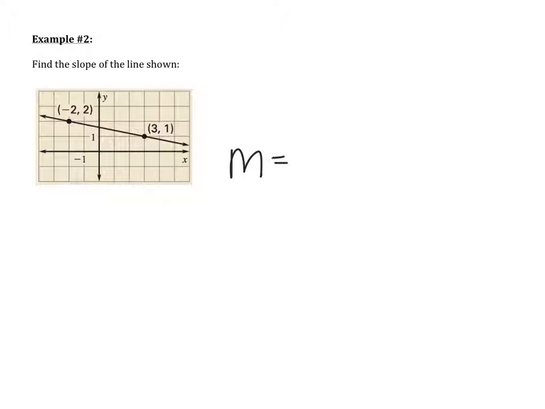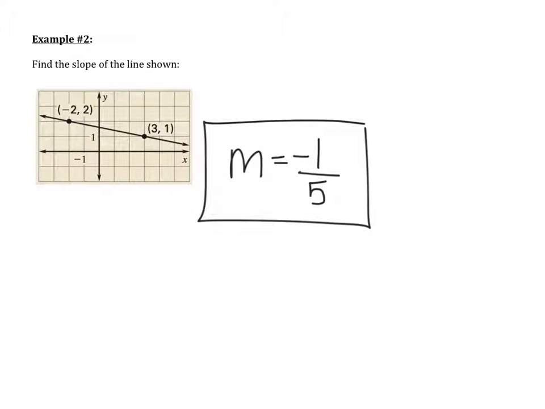Next, I'll find the run. So again, I've already counted down 1 unit, and I'm going to count over to the right 1, 2, 3, 4, 5 units. Again, I went to the right, so that's positive 5. So my slope is negative 1/5. That is in lowest terms, so this is my final answer.